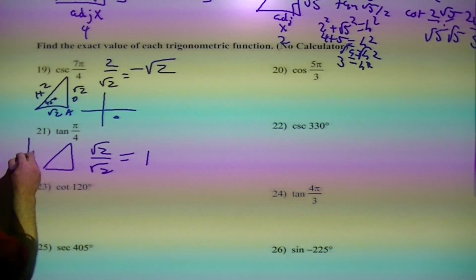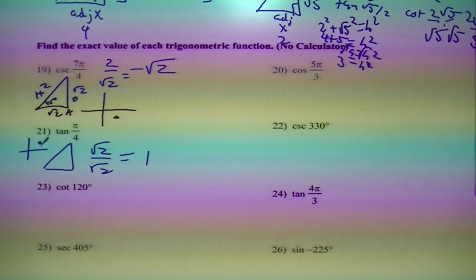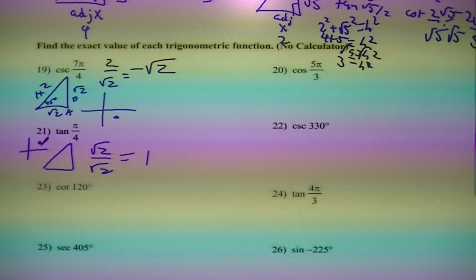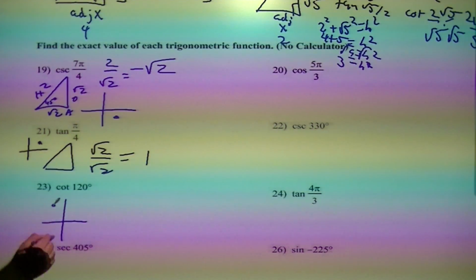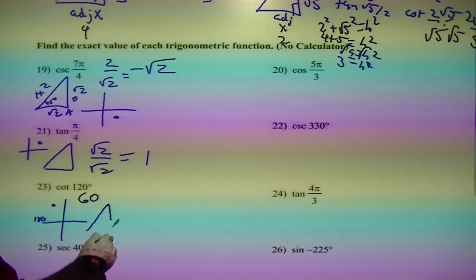This will obviously be in this quadrant, quadrant 1, making everything positive. Make sure you can see that okay. Yep, so that would be in quadrant 1. 120 would be right here. I would need to figure out the reference angle, which would be to 180, so that puts me in the 60-degree deal.